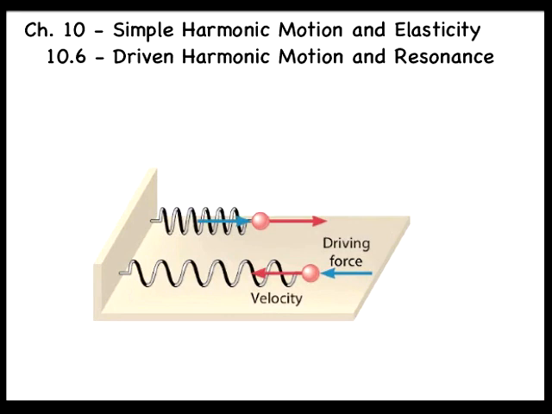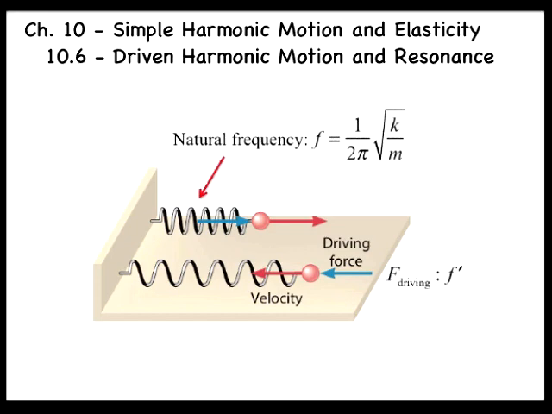Here we describe one particularly important example of driven harmonic motion. In this case, the driving force has the same frequency as the spring system and always points in the direction of the object's velocity. The frequency of the spring system is f equals 1 over 2 pi times the square root of k divided by m, and is called a natural frequency because it is the frequency at which the spring system naturally oscillates.